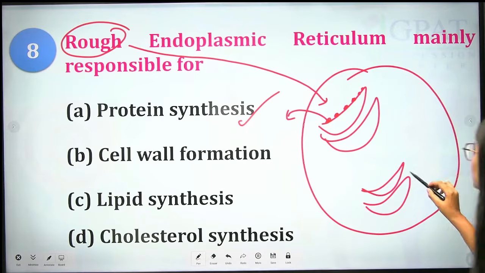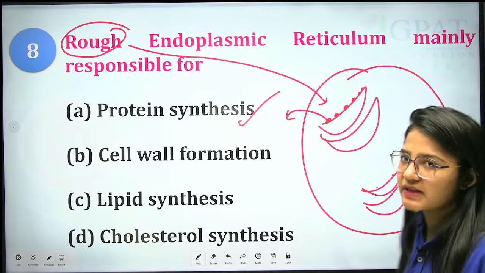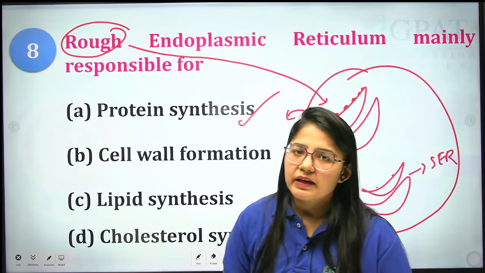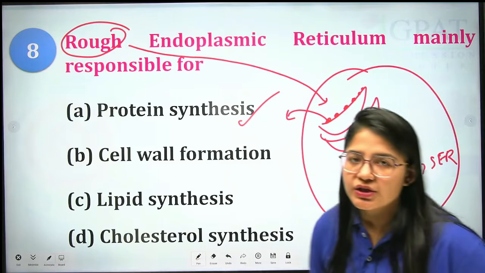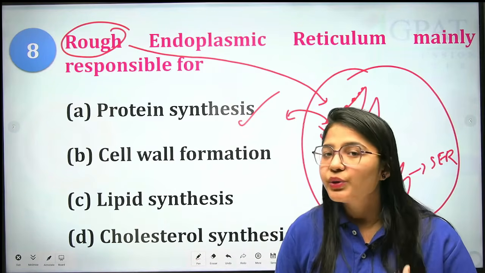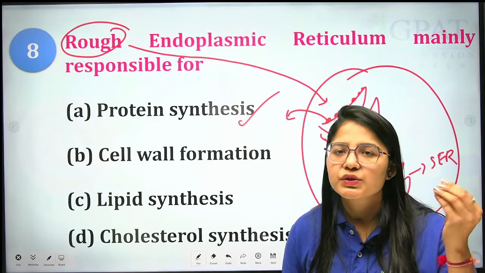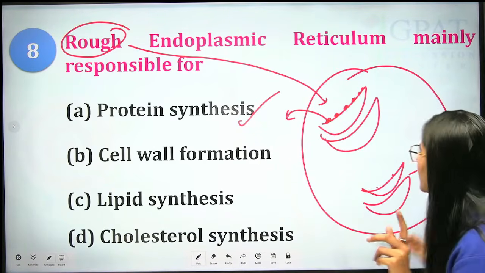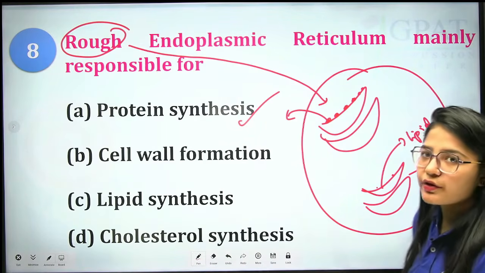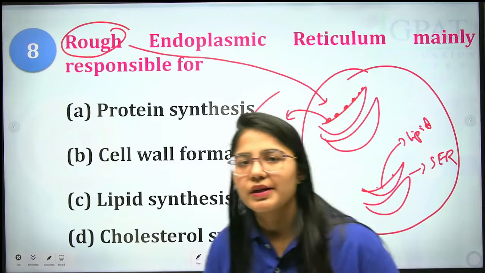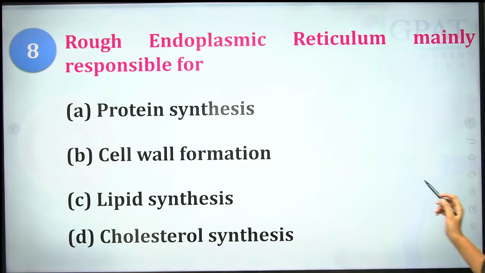But our smooth endoplasmic reticulum doesn't contain any ribosomes on its surface. That's why it is smooth in nature. So it is responsible for the production of a smooth substance known as lipids or fat. As you all know, oil is always smooth in texture. So likewise, you can remember the smooth endoplasmic reticulum is responsible for the production of lipids as well as sterols. Clear? Here the correct answer will be protein synthesis.